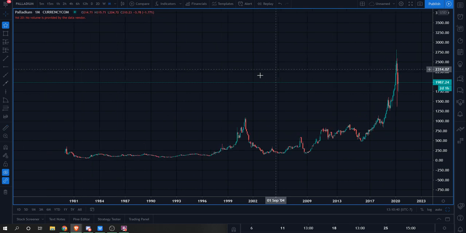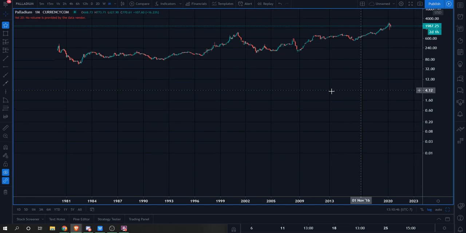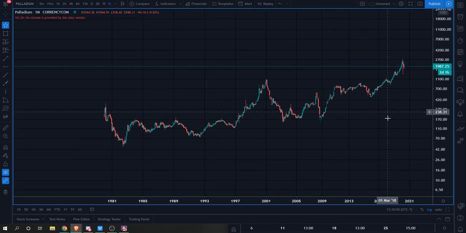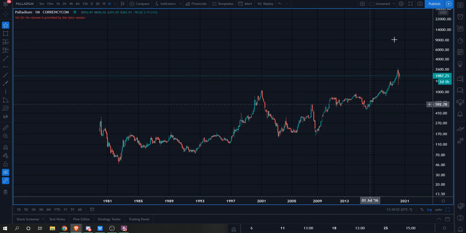So this is the large time frame all the way dating back from 1981. We can see that there are some major price appreciations. If we do the log chart, we can see that it is still growing pretty aggressively and somewhat healthy, where it doesn't look like there's just a massive parabolic move. It does look pretty healthy in terms of the trajectory of this metal.